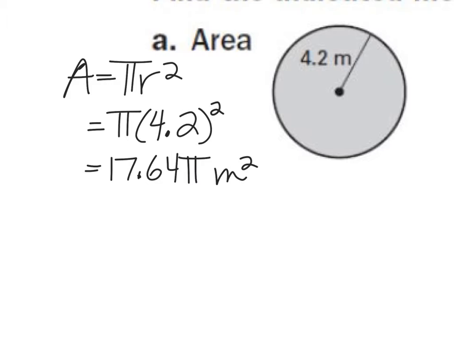But you can go ahead and multiply this out. Go ahead and do that. And we'll round to the tenths. Reese, what do you got for the area? 55.4. We're doing area today, so it has to be units squared, meters squared.